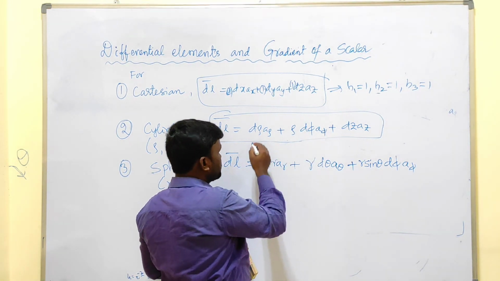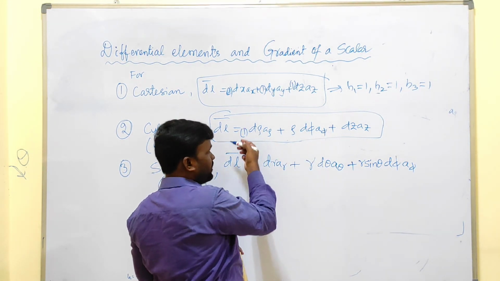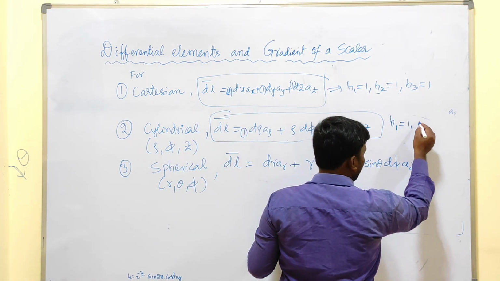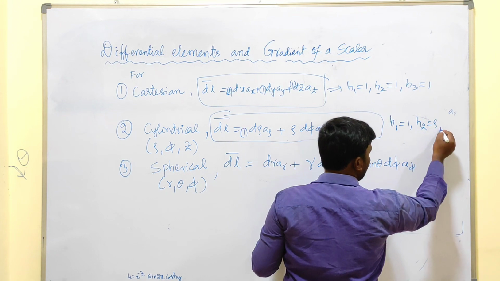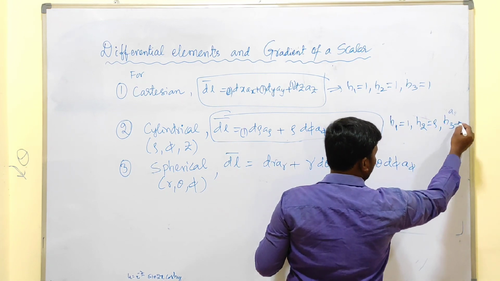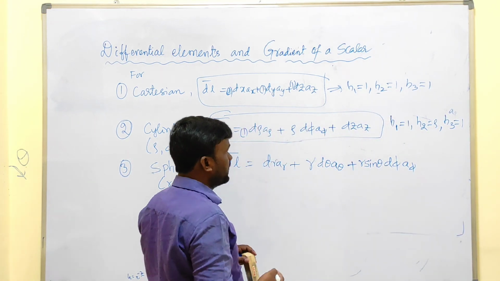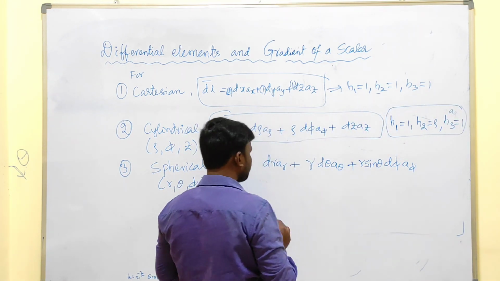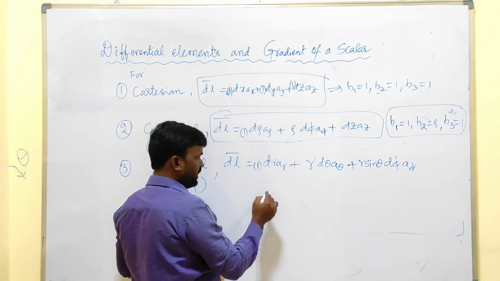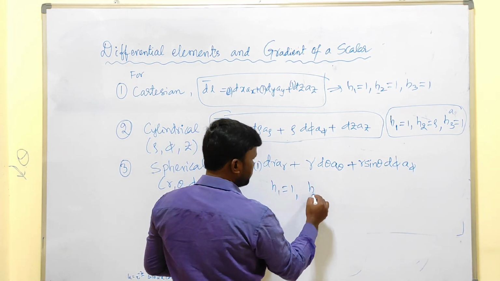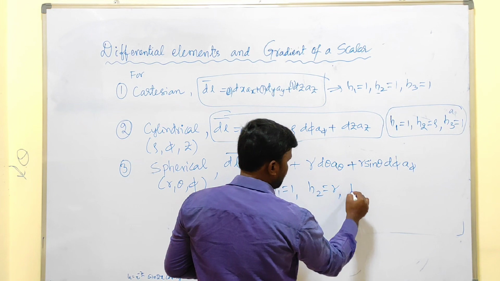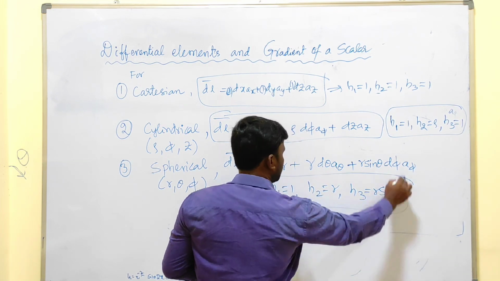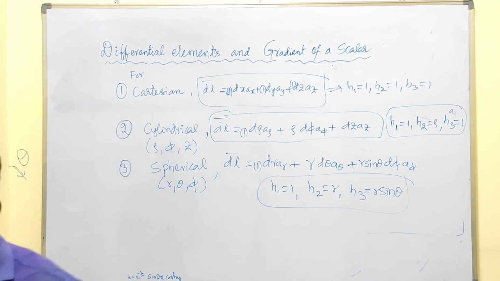And here, what about this one? Here the multiplication factor of d rho is 1, and in case of the cylindrical coordinate system, h1 is 1, h2 is rho, and h3 is also 1. Whereas in the spherical coordinate system, here 1 into dr, that's why h1 is 1, h2 is r, and h3 is r sin theta. Please remember these things.